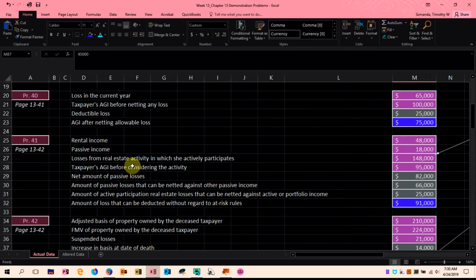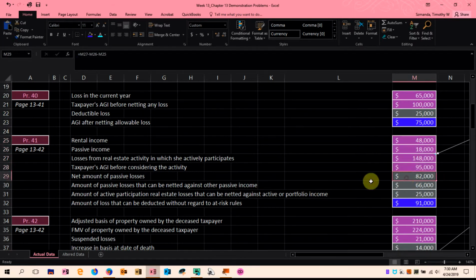And since the word activity is used to test whether or not these passive losses may be used against non-passive income, up to $25,000. And then Evelyn's AGI is $95,000. So I just entered the data for problem 41 on page 1342.